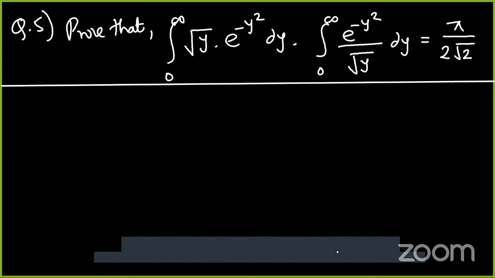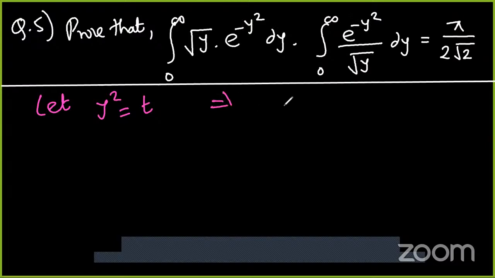Now we need to solve it. So this is I1 and this is I2. Let's take I1, which is the integral from 0 to infinity of root y e raised to minus y square. Rather than taking I1 and I2 separately, first we'll assume, because y square appears in both places, let y square be equal to t.